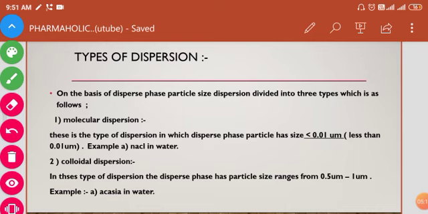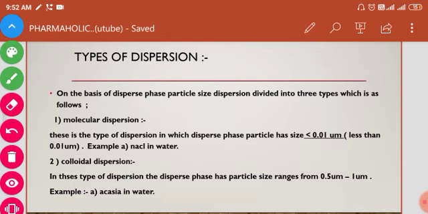So let's move towards the types of dispersion. We classify dispersion on the basis of dispersed phase particle size. So there are three types of dispersion. The first one is molecular dispersion, the second one is colloidal dispersion, and the third one is coarse dispersion. So let's begin with the molecular dispersion.